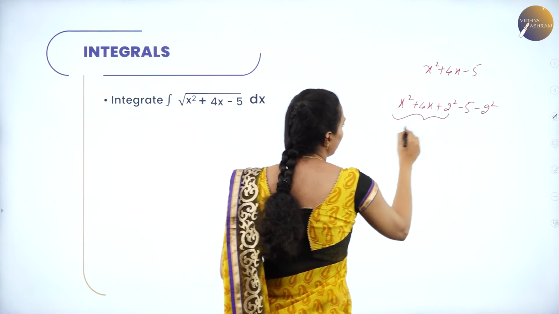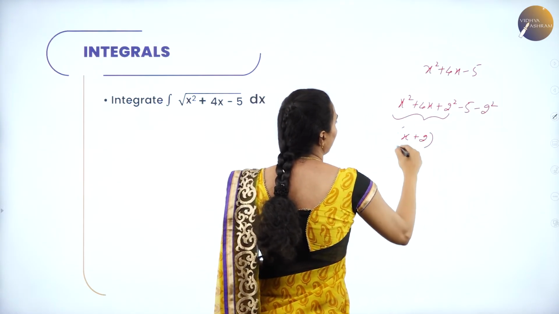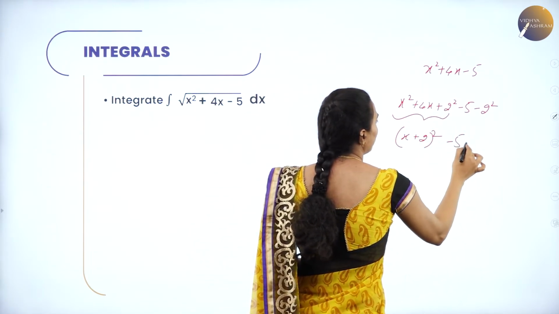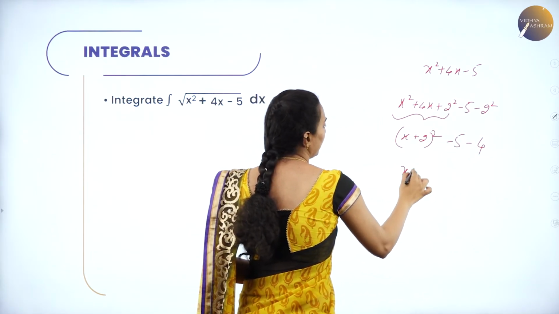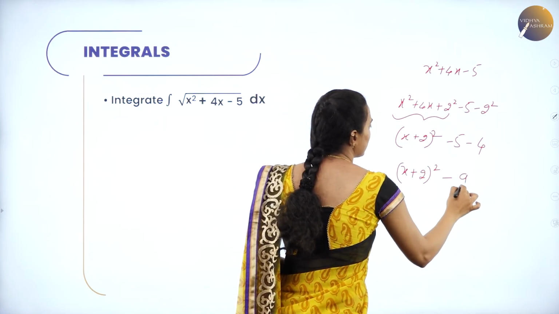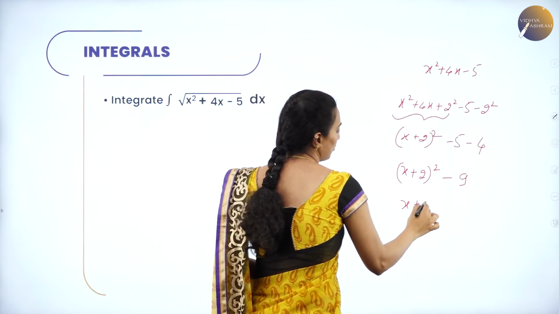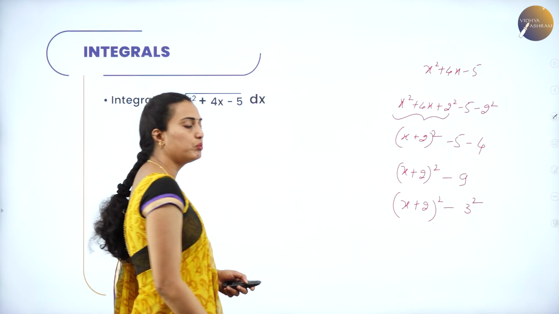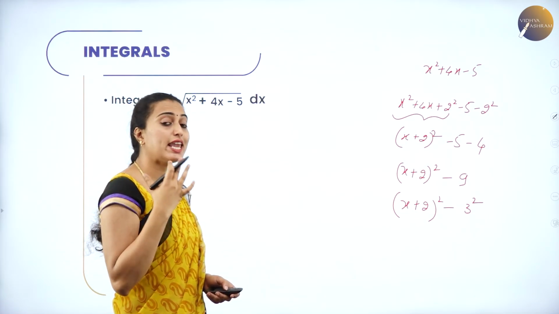Now this will become what? (x plus 2) whole squared, right? a squared plus b squared plus 2ab. So minus 5 minus 4. So which will be (x plus 2) whole squared, minus 5 minus 4 is nothing but minus 9. So (x plus 2) whole squared minus 9, which is minus 3 squared, right? Which is in the form of x squared minus a squared.